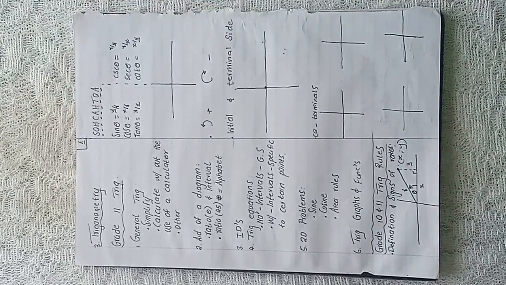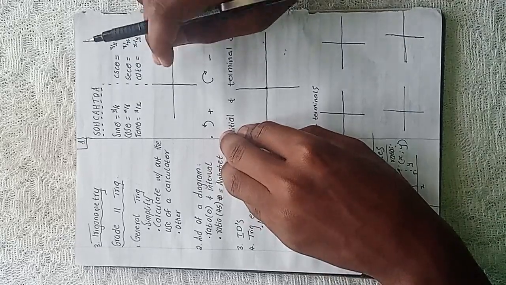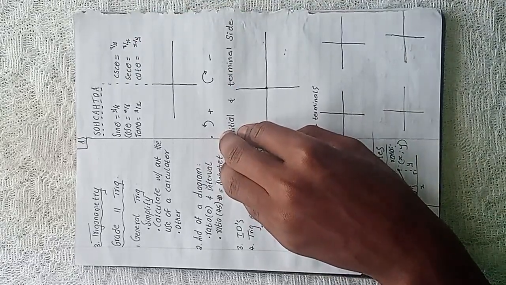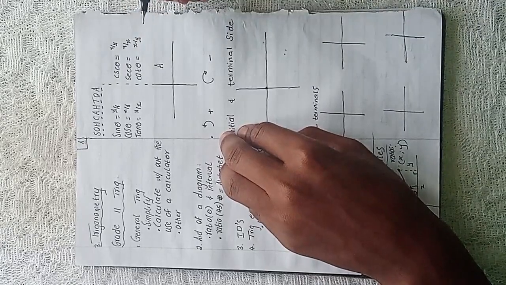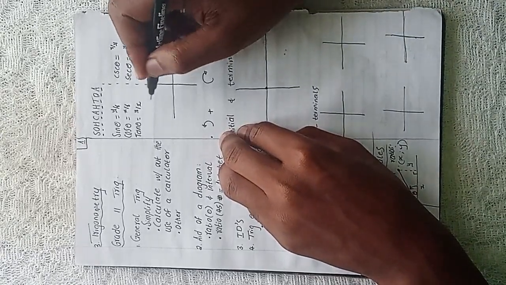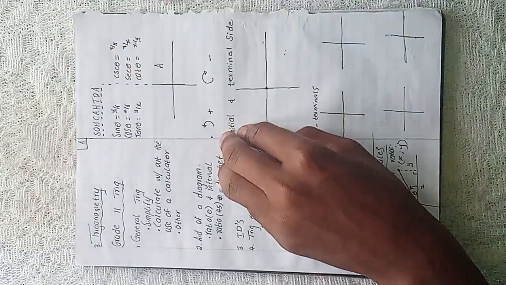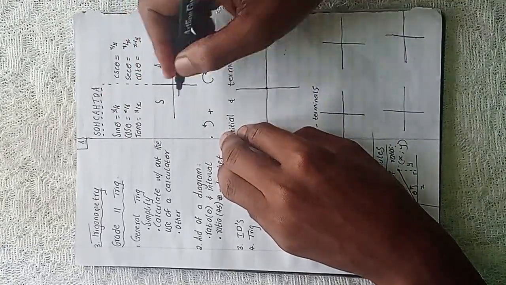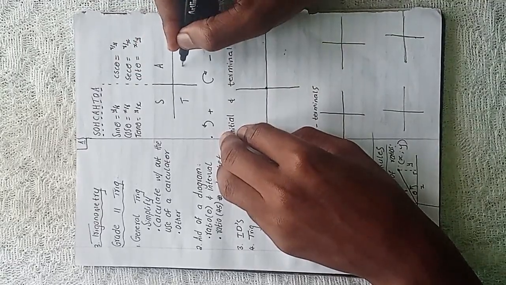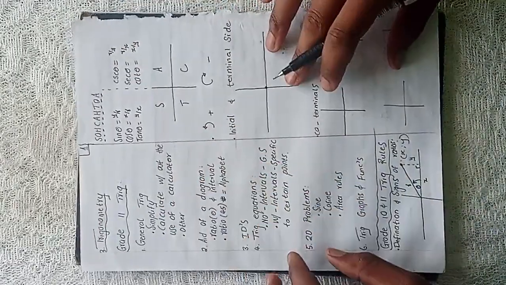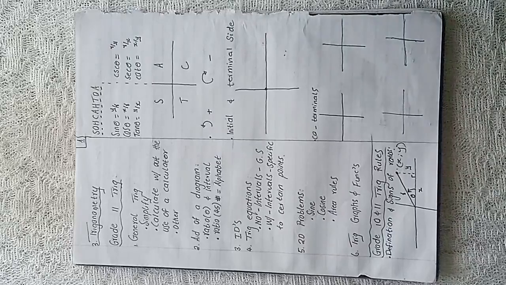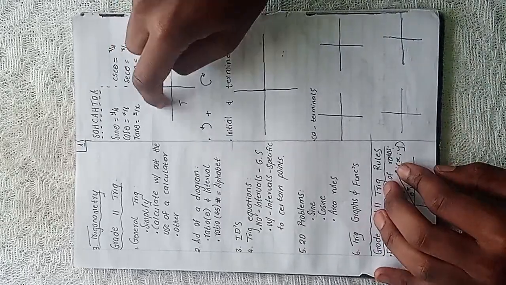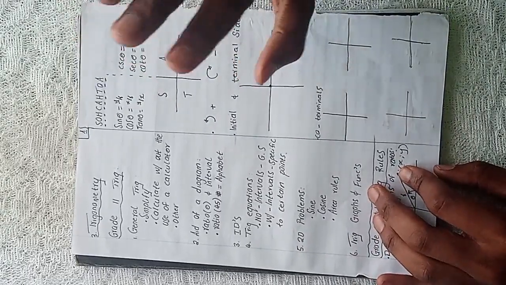All right, so what about the signs? We know in quadrant 1 all ratios are positive, so we have A. And then in quadrant 2 only sine is positive, the rest of the ratios are negative. So S for sine, here we have T, we have C. To be able to remember this easily, people say SATC. That's easier for them to remember that here in quadrant 2, it's only sine that's positive.